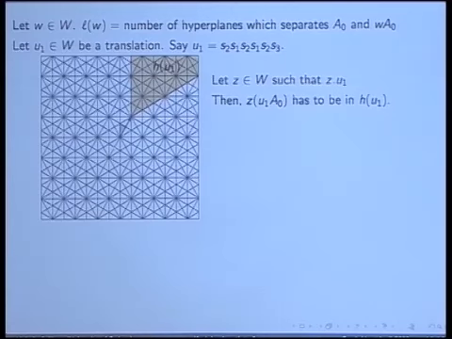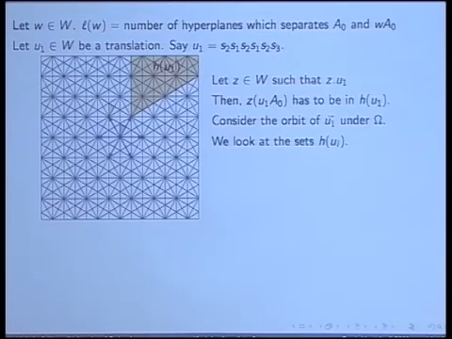Now I'm looking at the orbit of this translation, with all the hyperplanes going through 0. So I have 6 of them. And I do the same thing for each of these translations. So this one takes the alcove A0 there. I look at this set, the set of Z such that the length adds, and you do that for everything.